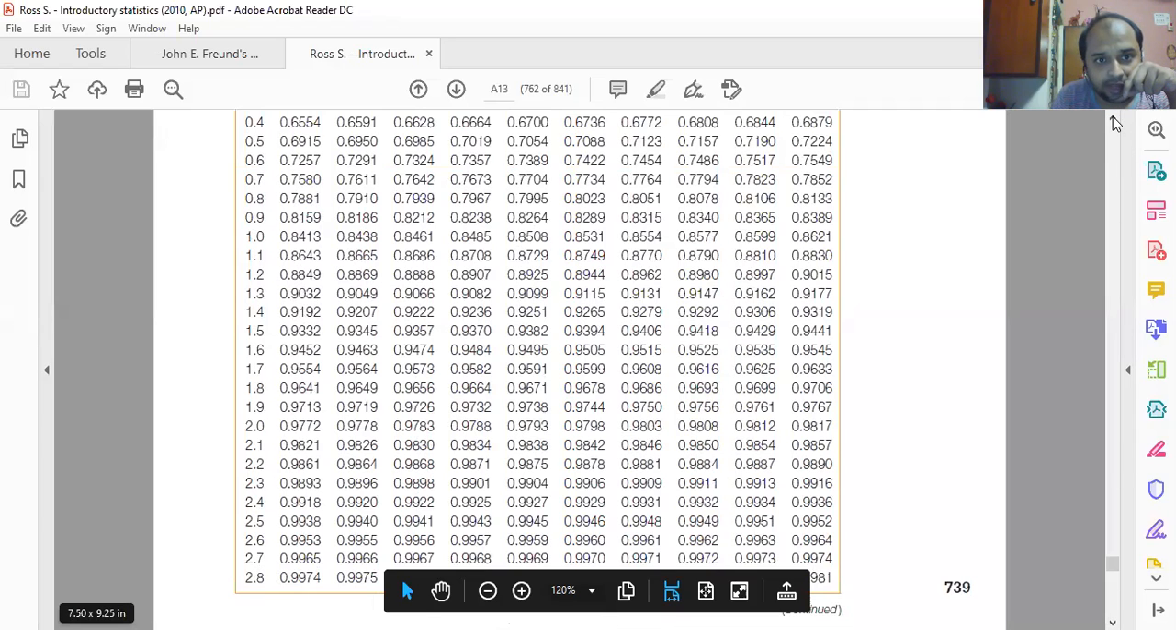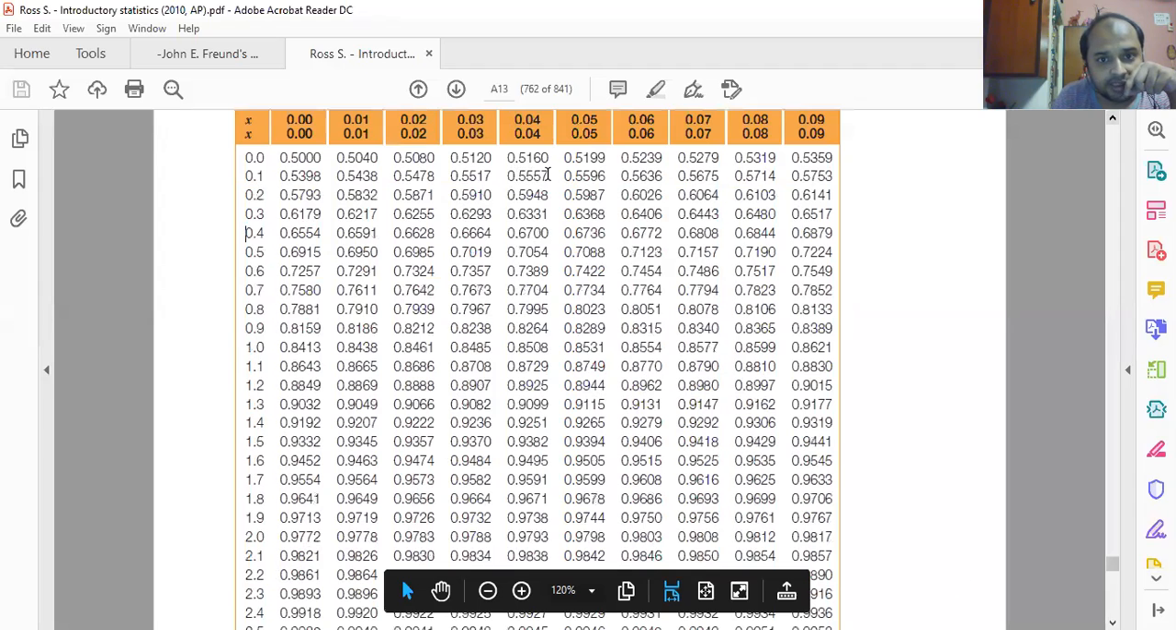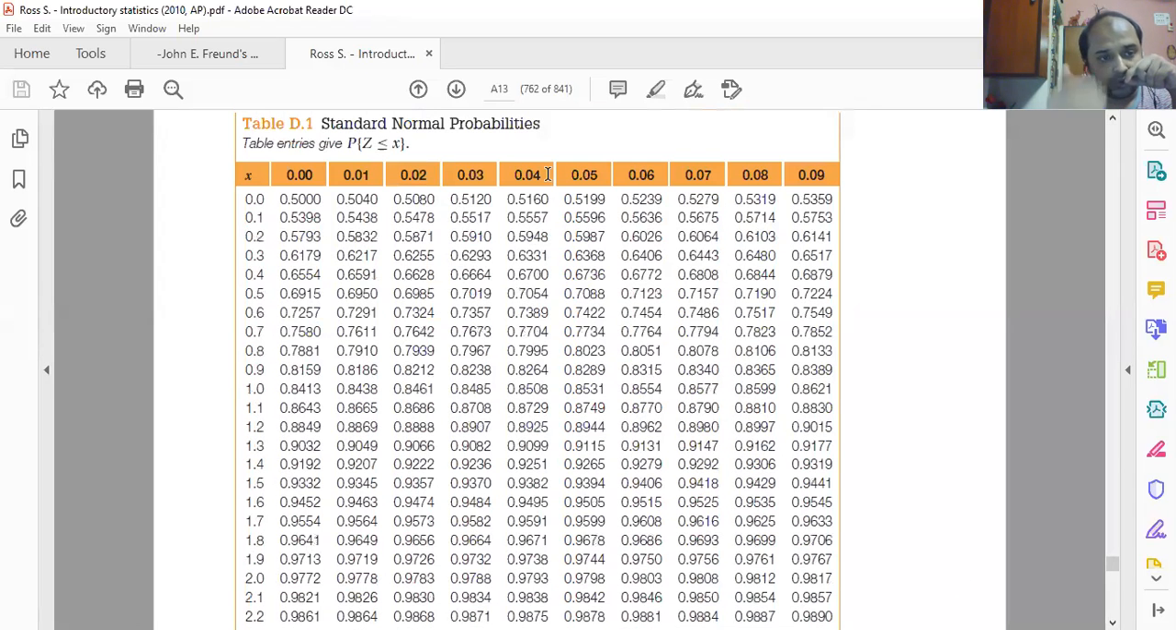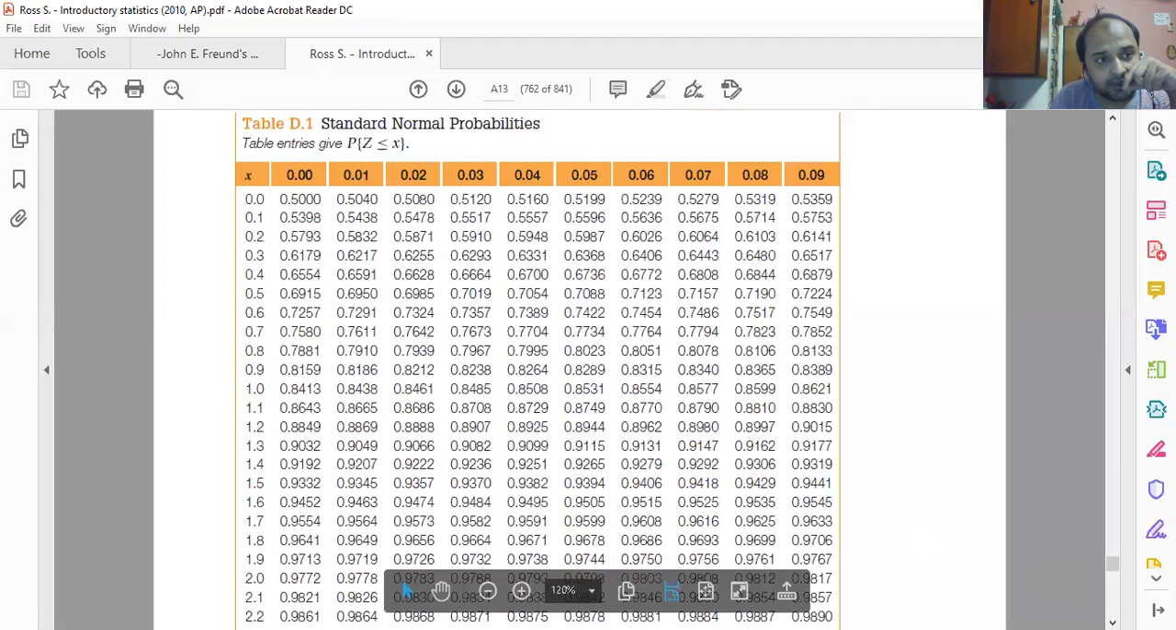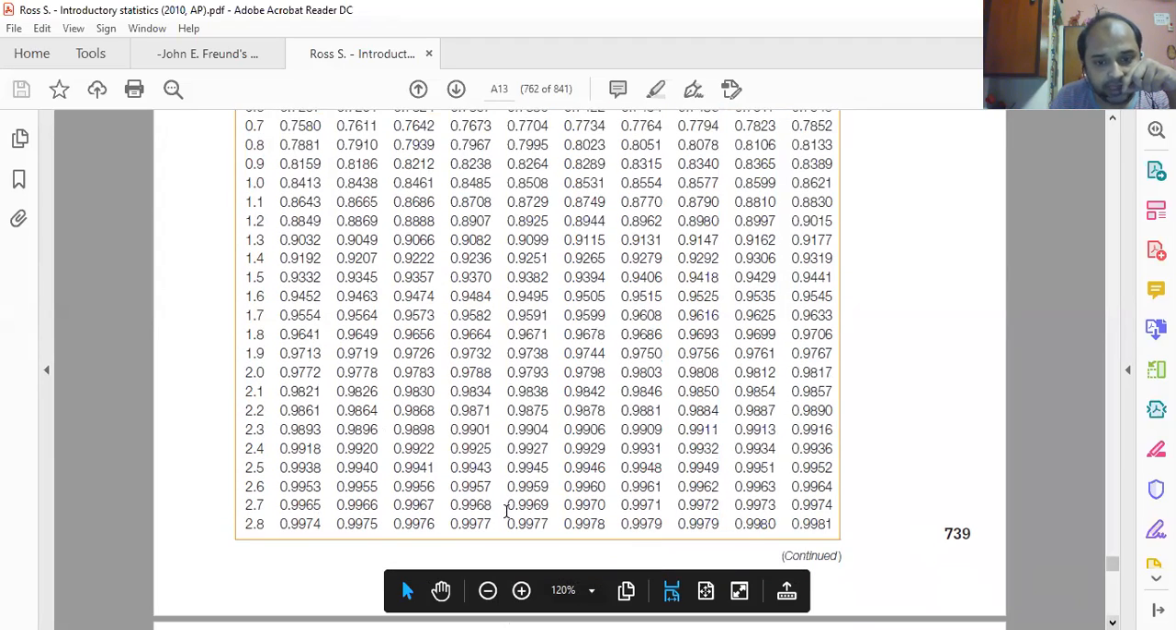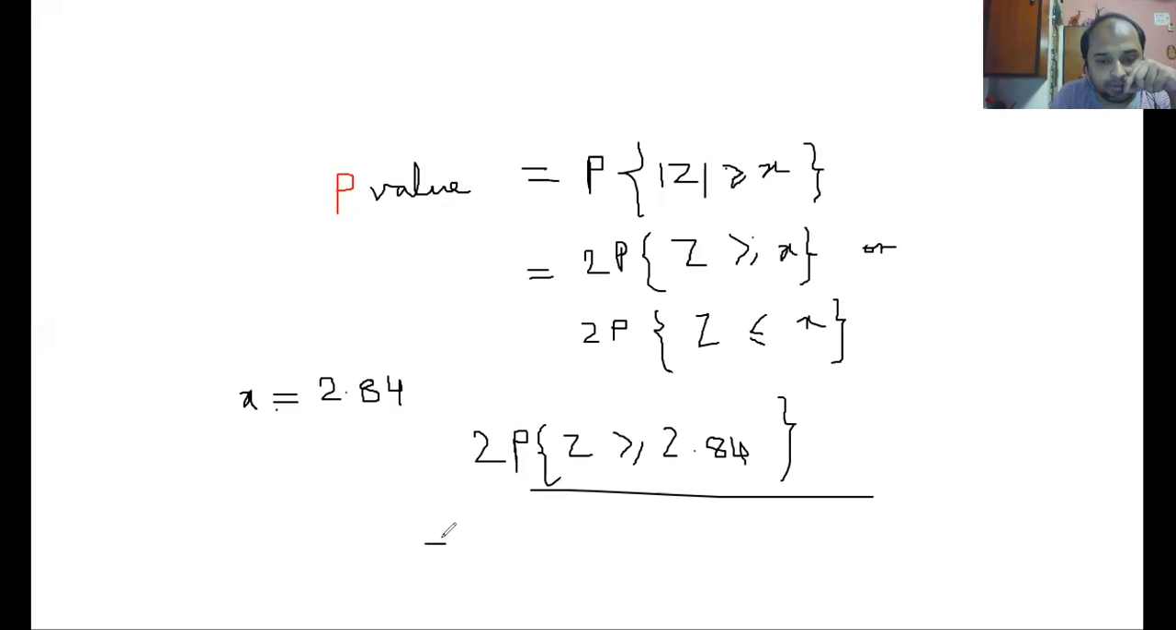For this, we need to consider the columns. So 0.04 is there, and 2.8 plus 0.04 gives you 2.84. Let us find the value corresponding to 2.84, and this is the value, 0.9977. But remember, the chart was meant for the probability that capital Z is less than or equal to x, and here we need the probability that capital Z is greater than or equal to x.